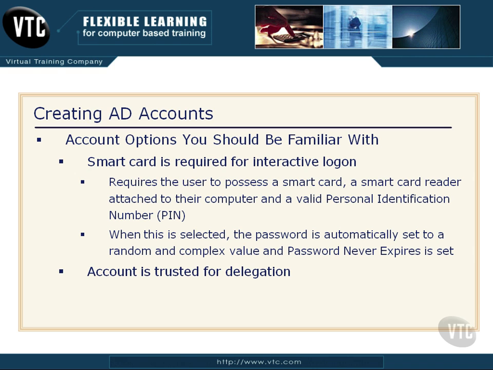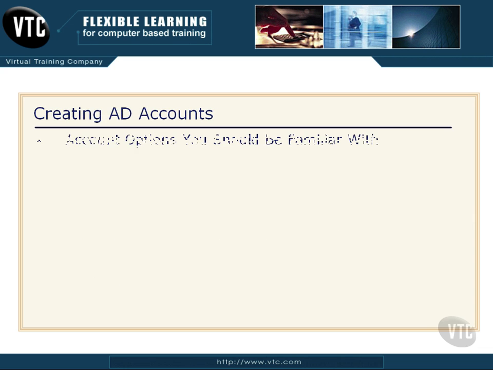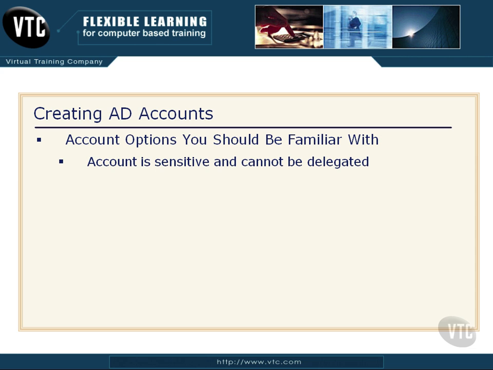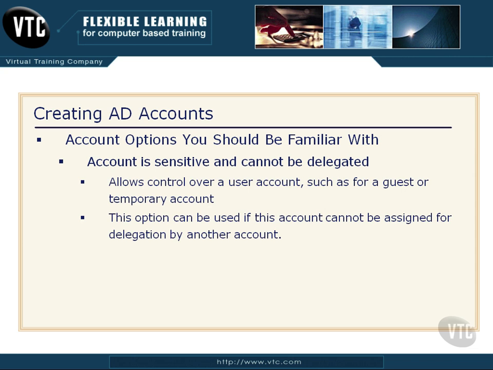When you choose the account is trusted for delegation, it allows the service running under this account to perform operations on behalf of other user accounts on the network. And you'll get into impersonation and delegation all kinds of places, especially in the web world. Now, the option account is sensitive and cannot be delegated simply allows control over the user account, again, such as for a guest or temporary account. You can use this option if the account can't be assigned for delegation by another account. In other words, now you can't delegate with this one. You use it or you don't use it at all.